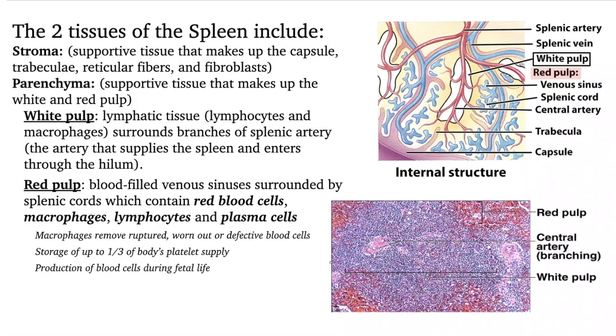Now, there's two specific tissues. We have the stroma, which is a supportive tissue that's going to make the capsule, the trabeculae, the reticular fibers, and the fibroblasts. We'll learn about the fibroblasts later. But then you have the parenchyma. Now, the parenchyma is the tissue that's going to have that white and red pulp.